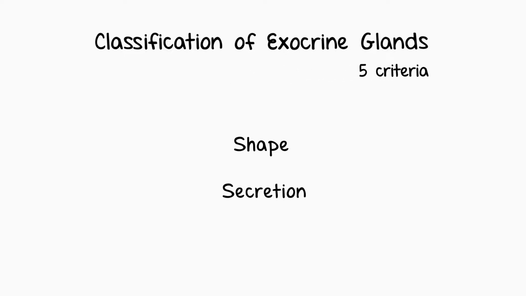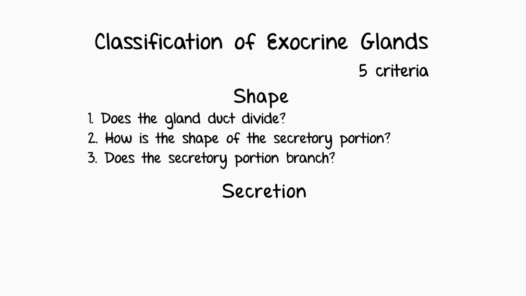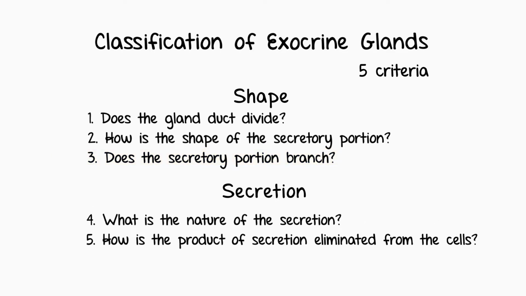A very educational way to understand these criteria, drawing upon pictures and observations of histological sections, is through questioning. We will have then 3 questions to make about the shape. First, if the gland duct divides. Second, what is the shape of the secretory portion? And third, if this secretory portion branches. And 2 questions to make about the secretion. What is the nature of secretion? And how is the product of secretion eliminated from the secretory cells?